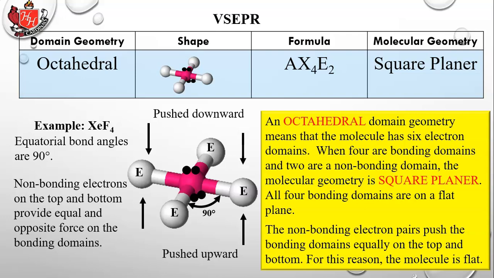So equatorial bond angles are 90 degrees. That's around those 4 atoms there. And non-bonding electrons on top and bottom provide equal and opposite force on the bonding domains. So you push up with the equal force, you push down with the equal force, and you still have a flat molecule.